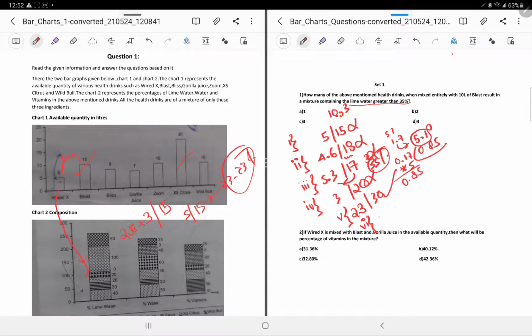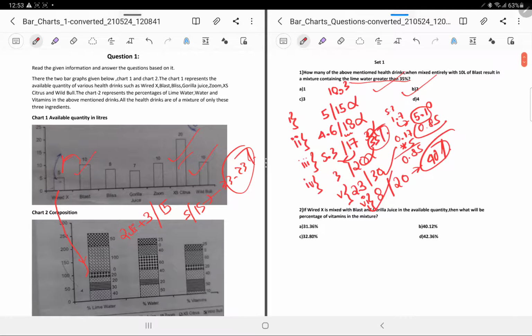Okay, then you have the last one, White Bowl. So you have 5 of the 10, and the entire amount is 20. Then you have 3 plus 50% of 10, which is 5. So 8 by 20, and that would be 40%. So that would also be in the list. So just Excess Citrus and White Bowl would make the concentration greater than 35%, and so B is the answer. Okay, this was the simple approach that we could have taken.